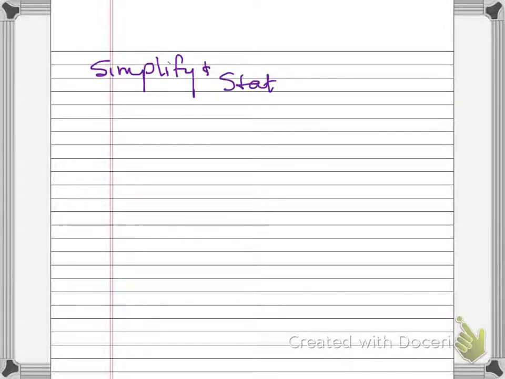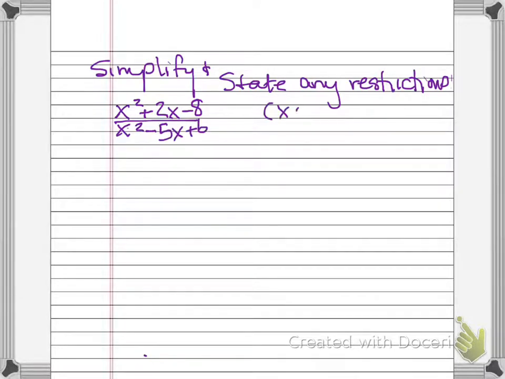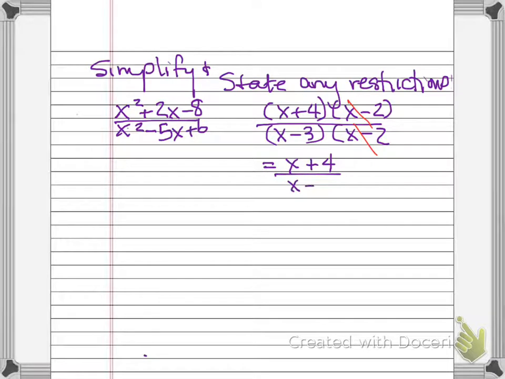Let's look at another one. We're going to simplify and state any restrictions on x squared plus 2x minus 8 over x squared minus 5x plus 6. The first thing that we're going to do is factor both the denominator and then the numerator. Notice here that x minus 2 is a common factor to both the numerator and denominator. We cancel those out, reducing them to 1, and our rational expression in simplest form is x plus 4 over x minus 3.